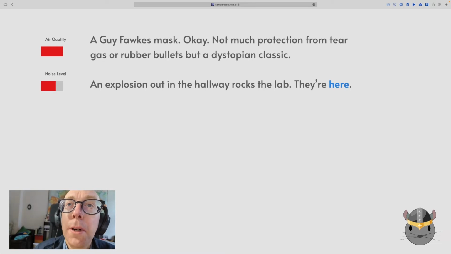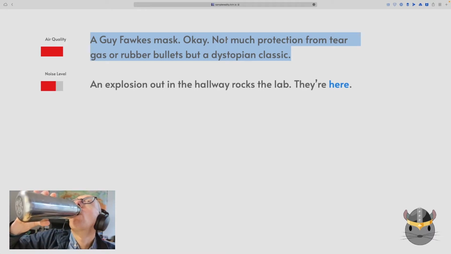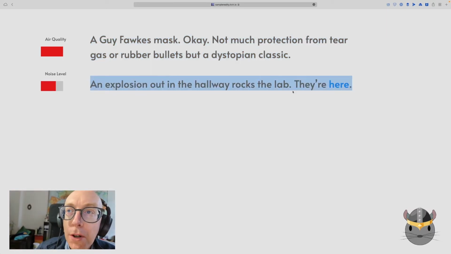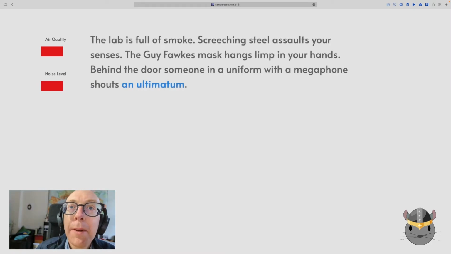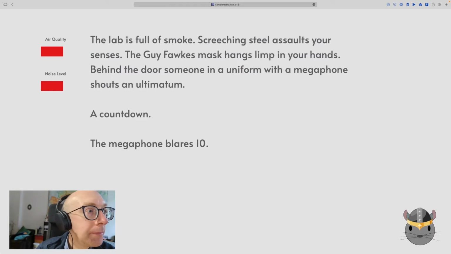A Guy Fawkes mask. Okay, not much protection from tear gas or rubber bullets, but a dystopian classic. An explosion out in the hallway rocks the lab. They are here. The lab is full of smoke. Screeching steel assaults your senses. The Guy Fawkes mask hangs limp in your hands. Beyond the door, someone in a uniform with a megaphone shouts an ultimatum. A countdown. The megaphone blares 9.